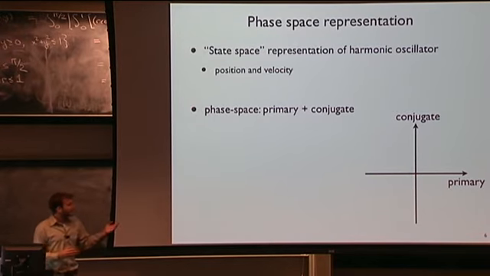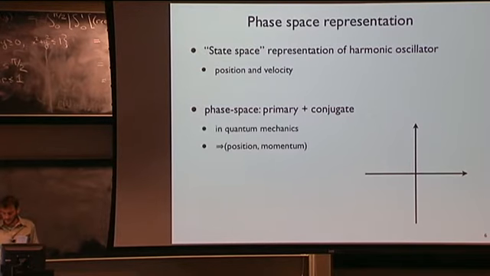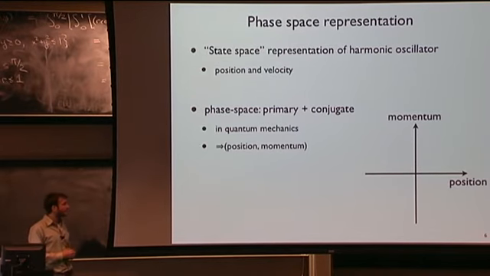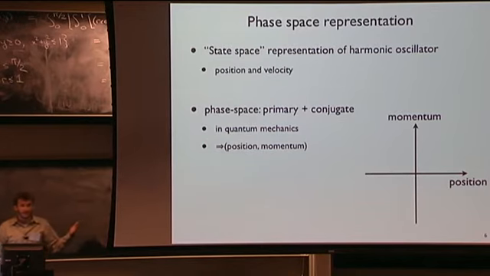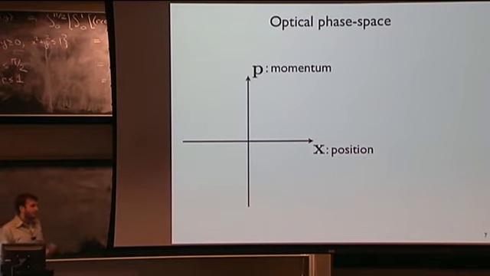For that example, I showed position and velocity. But in general, phase space is plotting a primary variable versus a conjugate variable, the Fourier transform of a variable. So in quantum mechanics, people do this a lot, plotting the position versus momentum of a particle, for example. But also in signal processing, you can plot the time of a wave versus its frequency to examine its bandwidth, for example. So you could also do this in optics.